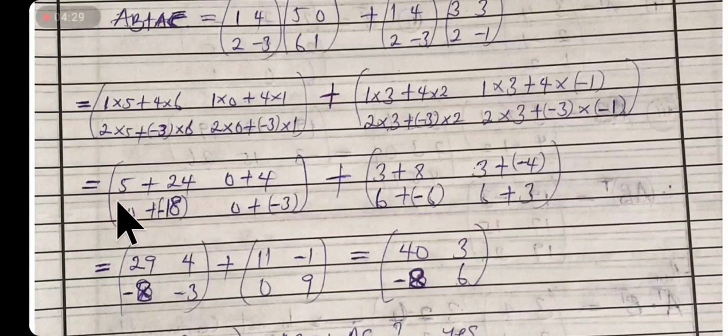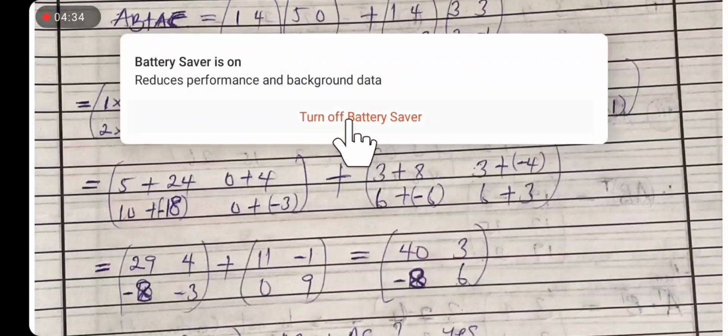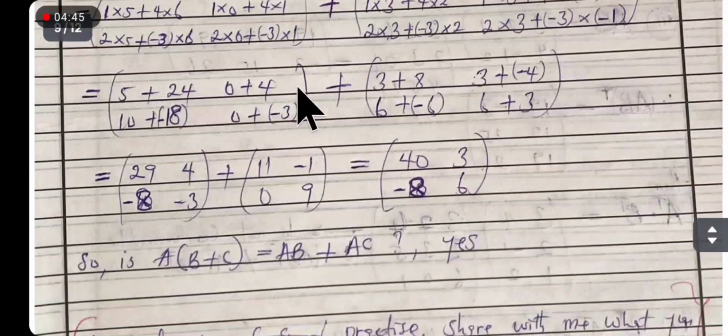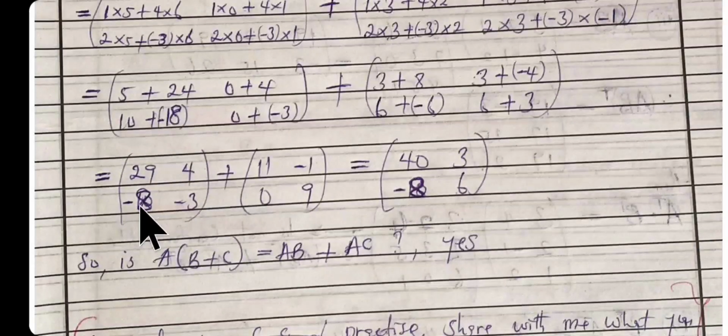Alright, so by the time you add this, 5 plus 24 will give us 29. 0 plus 4 will give us 4. 10 plus minus 18 will give us minus 8. 0 plus minus 3 will give us minus 3. The same thing here, 3 plus 8 will give us 11. 3 plus minus 4 gives us minus 1. 6 plus minus 6 gives us 0. And then 6 plus 3 will give us 9.